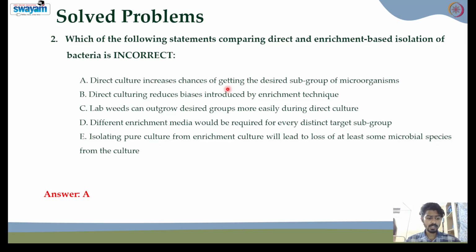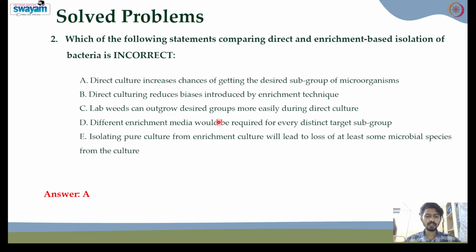Yes, it is true because direct culture, while it cannot completely remove the bias, avoids the selection bias by exposing the original community to a range of conditions. And option C, lab beats can outgrow the desired groups more easily during the direct culture. Yes, it is true because lab beats are fast growing beats. They can quickly outgrow slow growing microorganisms during the direct culture.